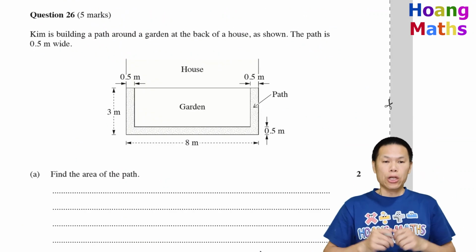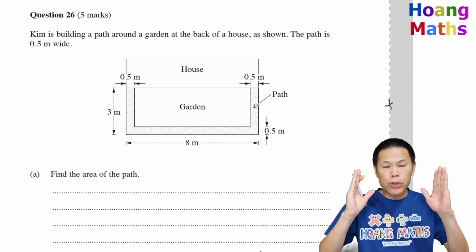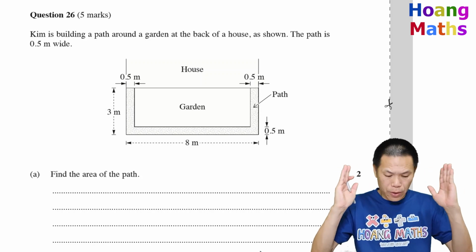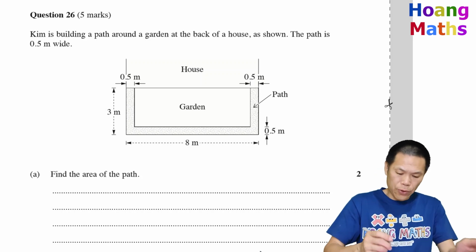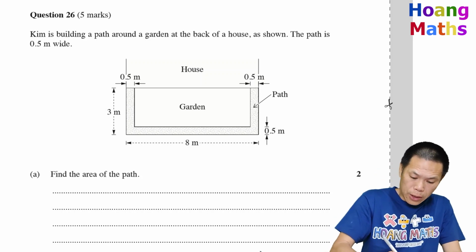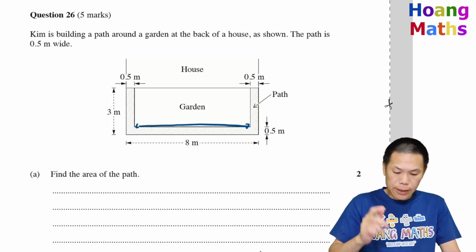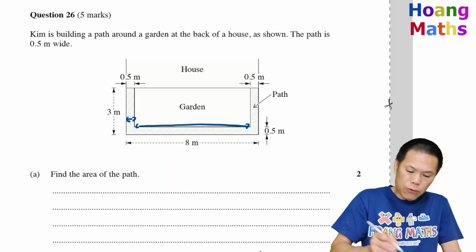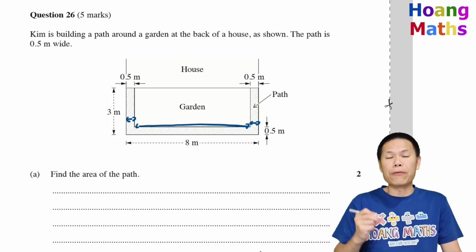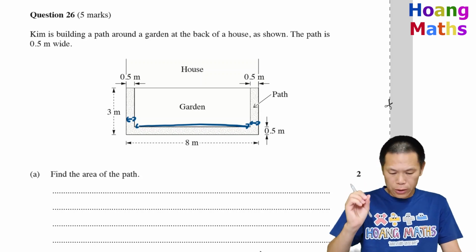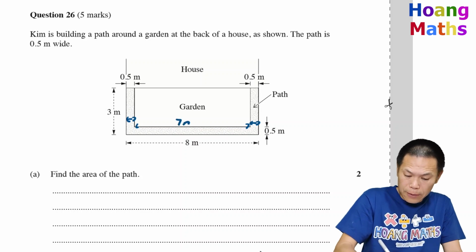Question 26. To work out the area of the path, that is the shaded area, we just need to work out the largest rectangle and minus the area of the smaller rectangle. So before we do this, the length of the smaller rectangle is 8 meters. We need to minus this gap out, that is 0.5, and this gap out, that is 0.5 again, so that added together is 1. So 8 minus 1 gives us 7 meters in here.